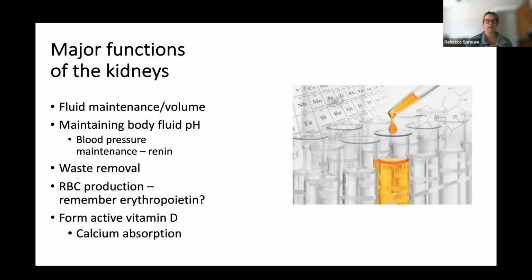Waste removal, obviously, so a lot of filtration occurring in the kidneys. Up until this point, we've talked about a lot of filtration being through the liver. But this time we're going to talk about the kidneys. And then don't forget these less major functions.